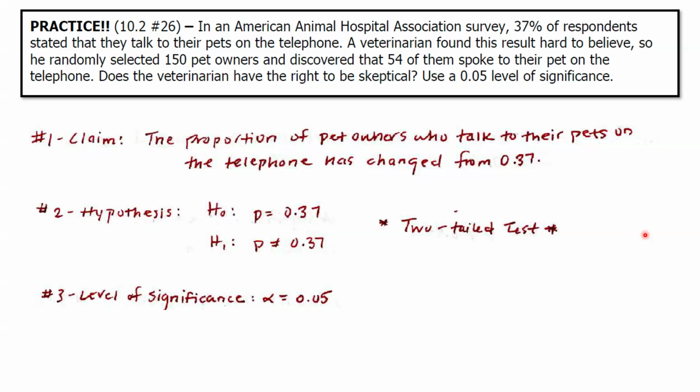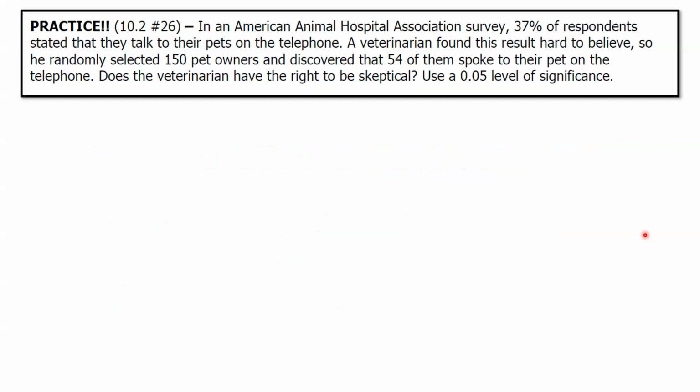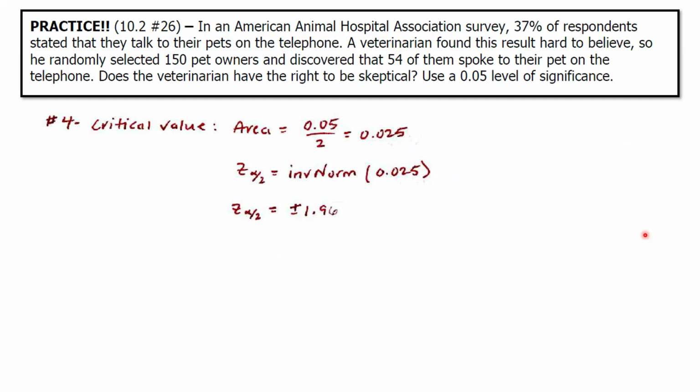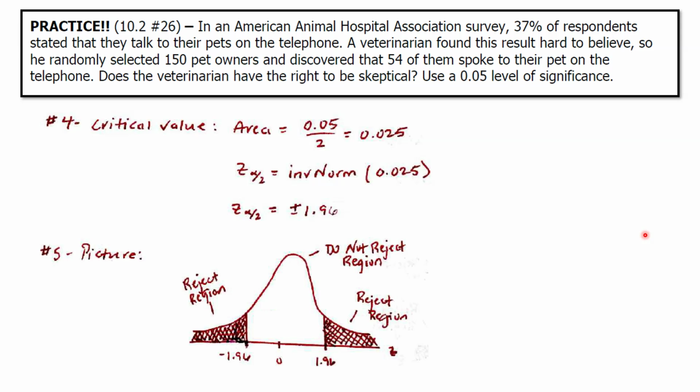Step 3, level of significance, alpha equals 0.05, and that was given to us in the problem. So to find our critical value, you should have taken your alpha and divided it by 2, giving you an area of 0.025, which you would take and enter into inverse norm to get your critical values. And because it's a two-tailed test, we have a negative and a positive, and those values are 1.96 and negative 1.96. So in step 5, we would draw our normal curve with our rejection region shaded on both tails with our critical values at negative 1.96 and positive 1.96.